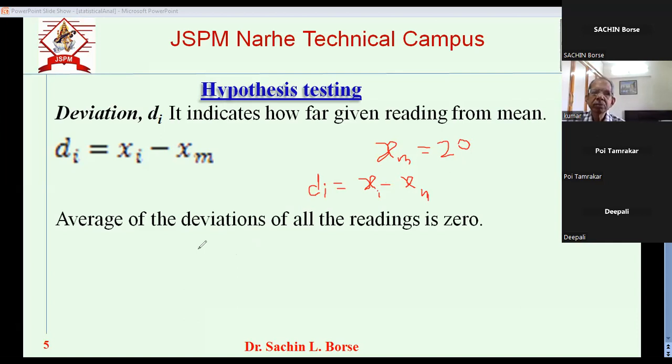If you take the example of the boys' marks and girls' marks, and take the summation of all the deviations, it will be 0. I have not checked that, you can check that. So check whether the summation of all deviations is 0.